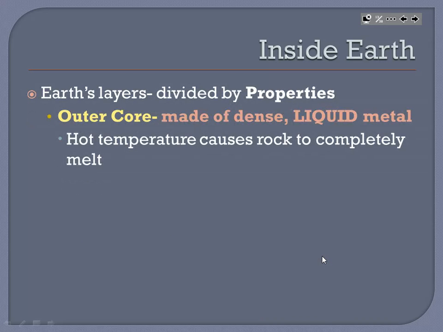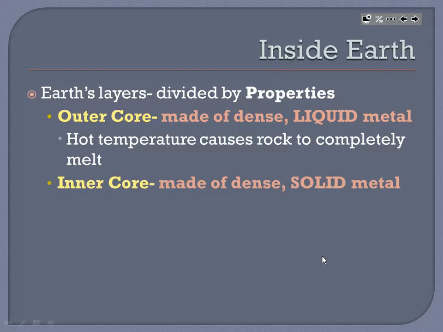All right, so then the outer core, as we mentioned already, is made of a very dense liquid metal. And we already talked about how we kind of know that at least the outer core is liquid because S waves can't go through that. But the hot temperature down there just causes rock to completely melt, no matter what the minerals are. So everything melts in there.